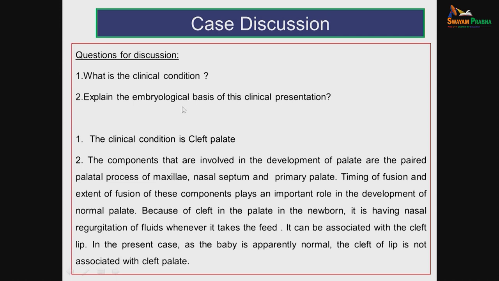What is the embryological basis of this clinical presentation? We have already discussed in detail that there are three components involved in the development of the palate. That is the paired palatal process of maxilla, which we called the secondary palate, the nasal septum growing from above and fusing with the palate, and also the primary palate, which is nothing but the fused medial nasal process. The timing of fusion and extent of fusion of these components play an important role in the development of a normal palate. Because the newborn has a cleft in the palate, whenever it is taking its feed, there is nasal regurgitation of fluid.